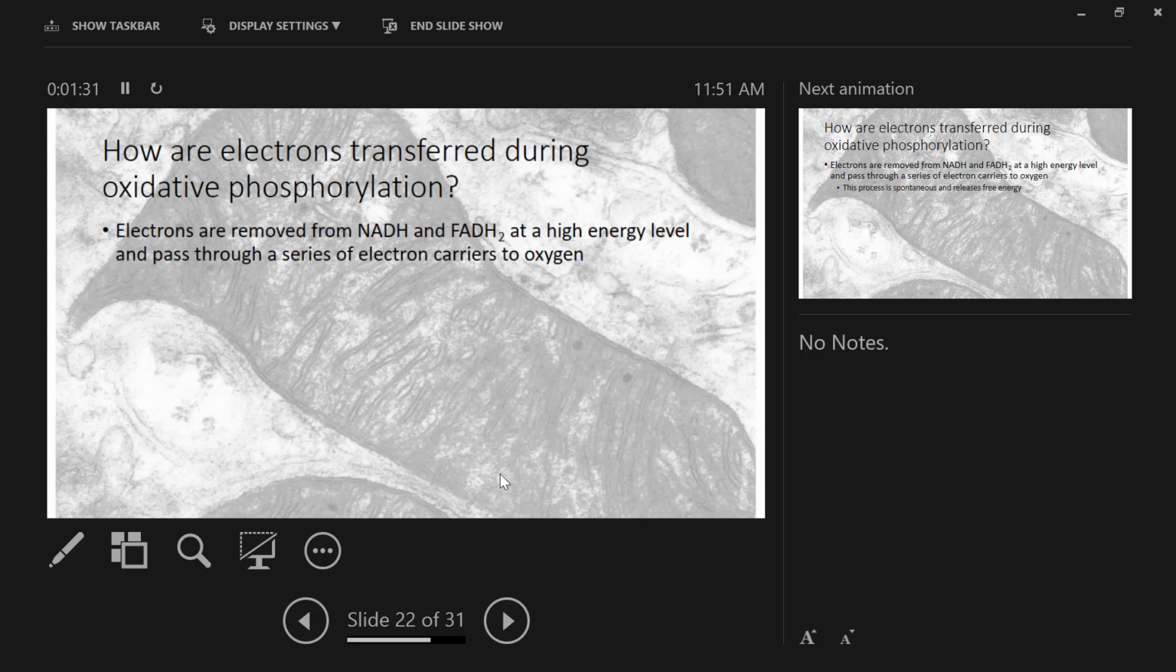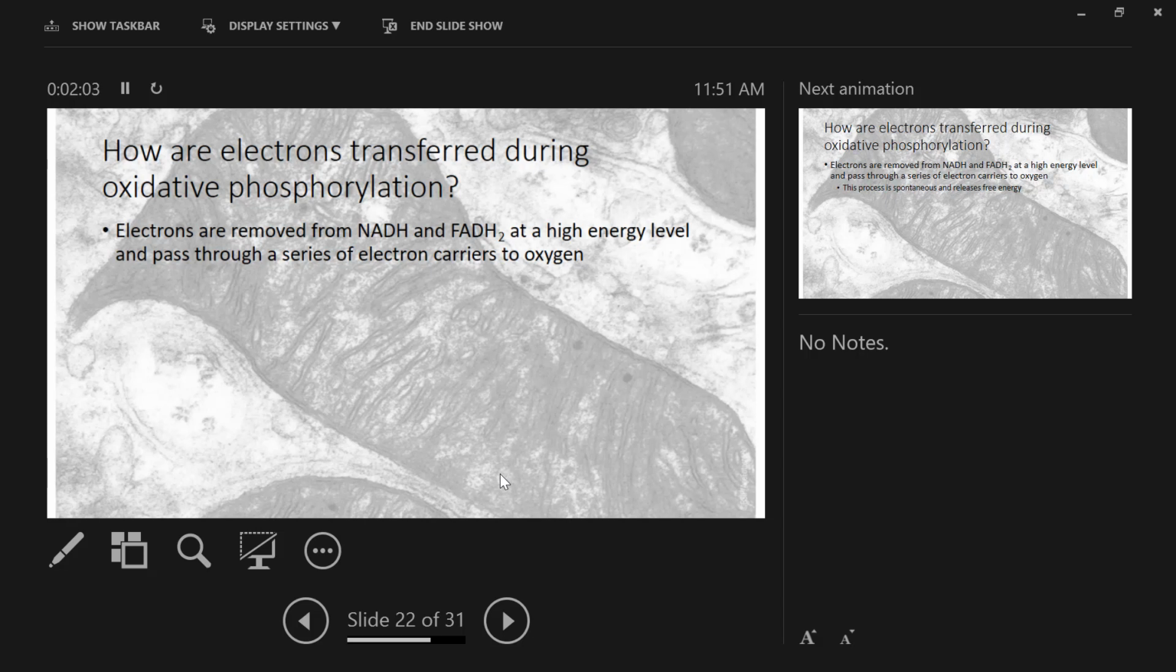So, big picture of what's going on in oxidative phosphorylation. Electrons are removed from our electron carriers, and the electrons on those electron carriers are at a really high energy level. Not as high as they were when they were in glucose, which is why they were able to transfer to NAD plus in the first place, or to FAD in the first place, but they're at a really high energy level. And they pass through a series of intermediates every time dropping energy level, because that's what electrons want to do, right?